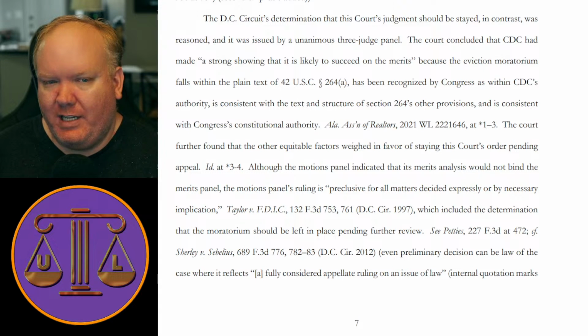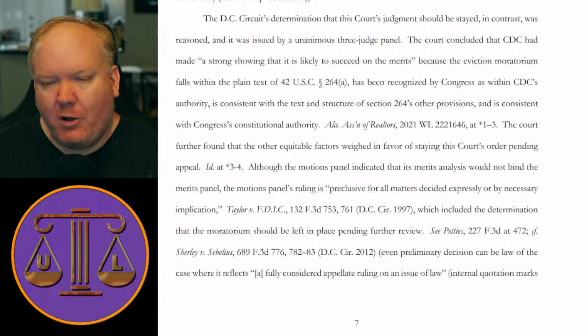It really doesn't. I read the decision. It doesn't make any sense. Has been recognized by Congress as within CDC's authority? No, that's not what Congress did. It's consistent with the text and structure? No. And it's consistent with authority? No. The DC Court of Appeals is just all wrong. They're all wrong and they're idiots.